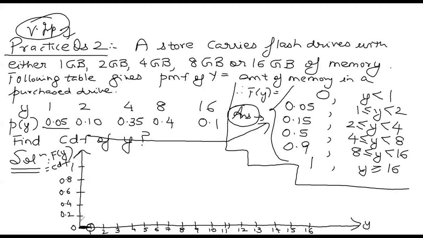Between 1 and 2, this is 0.1, so 0.05 will be somewhere here. But 2 is not included, so I draw an open circle here. Between 2 and 4, it's 0.15. So between 2 and 4, but 4 not included, it's 0.15. By the way, 0.15 should be slightly below because 0.2 is there. Somewhere here.